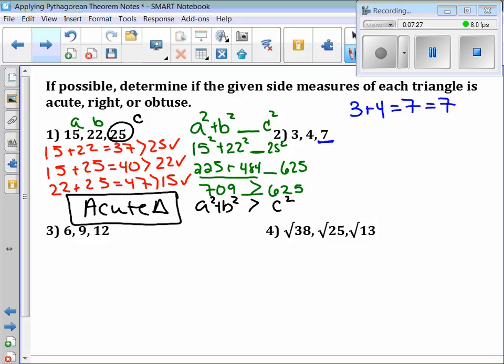So this one is not greater than our third side. So this cannot be a triangle. And that would be your final answer. It is not a triangle.